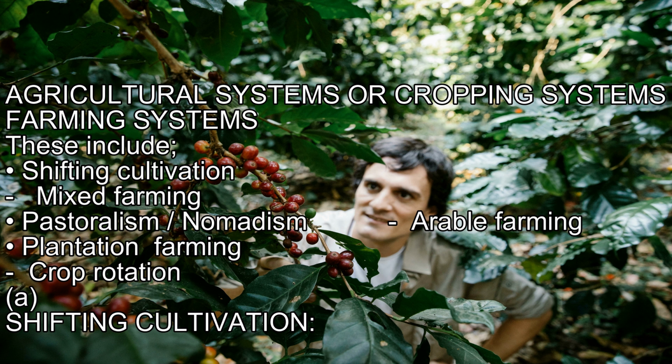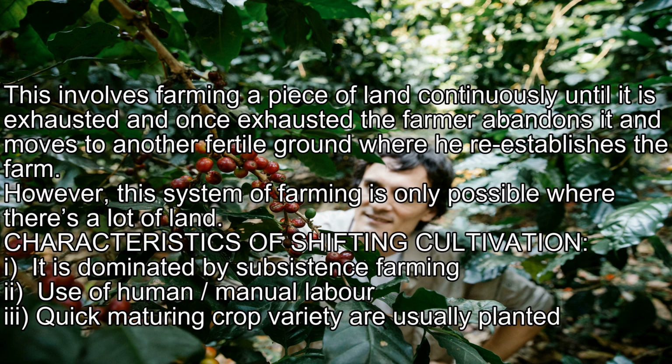Shifting cultivation. This involves farming a piece of land continuously until it is exhausted, and once exhausted the farmer abandons it and moves to another fertile ground where he re-establishes the farm. However, this system of farming is only possible where there's a lot of land.